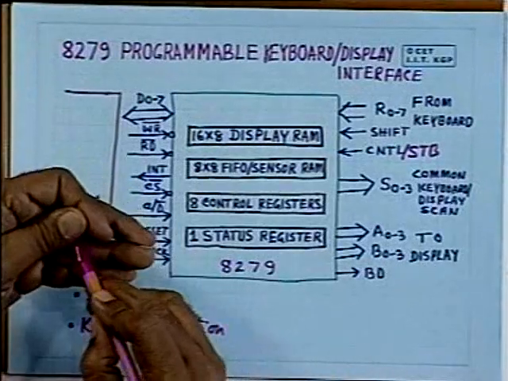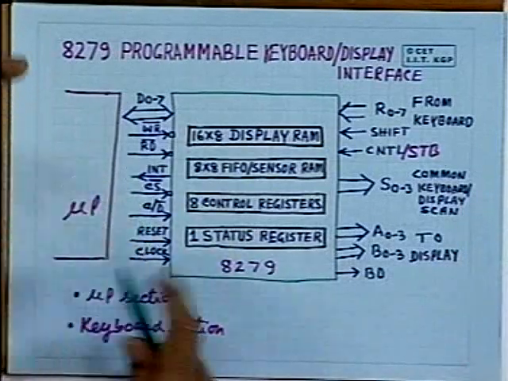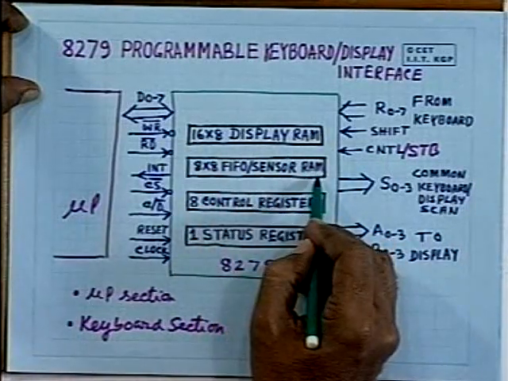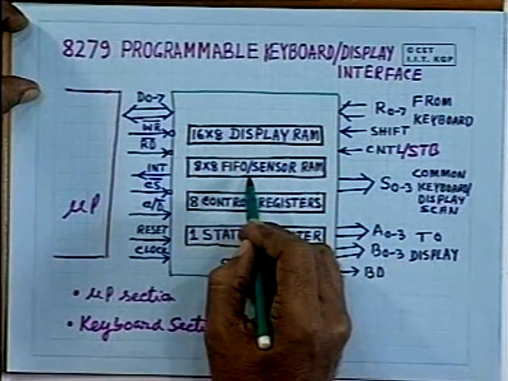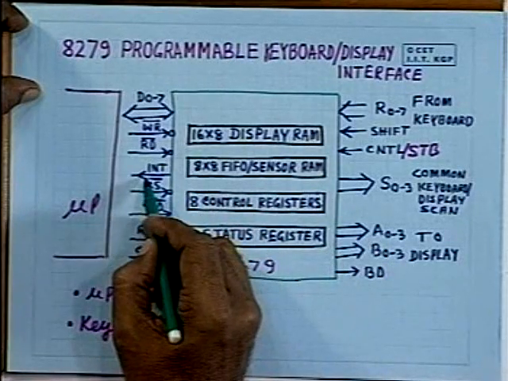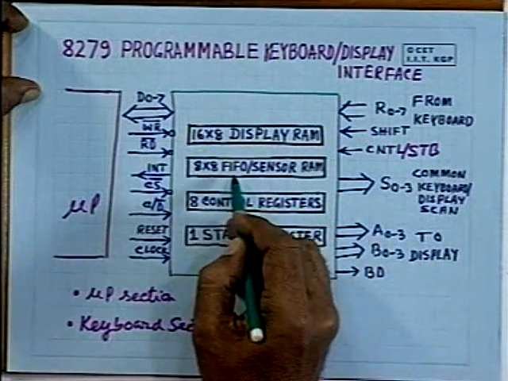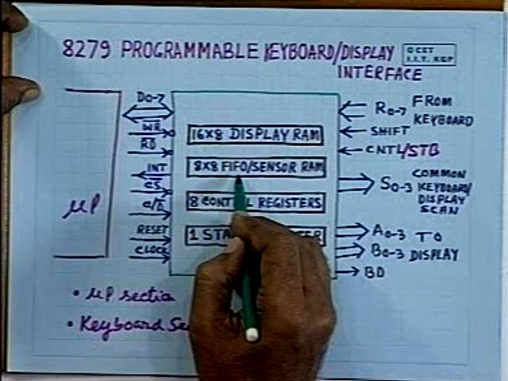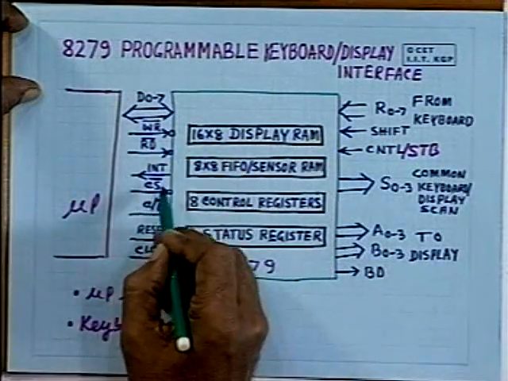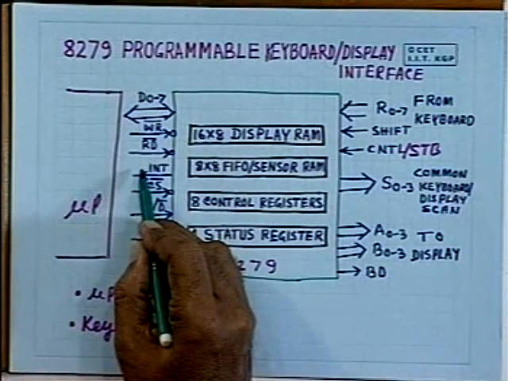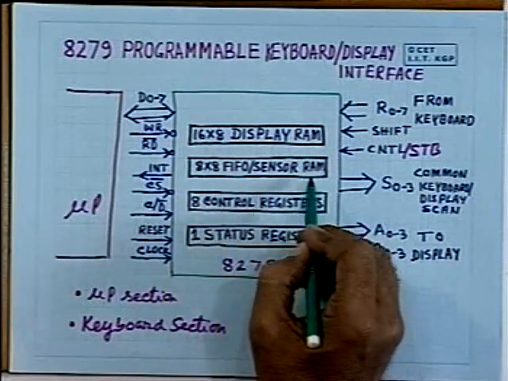If you remember, we discussed the technique of n key rollover and 2 key lockout. Both are permitted here, and whenever you are using n key rollover, the information about 8 key depressions can be stored in this 8 by 8 FIFO sensor RAM. Whenever there is some data in this FIFO sensor RAM, it will generate an interrupt. The information stored in the FIFO, first in first out, in the order the keys have been depressed, will be passed on one after the other through the data lines to the microprocessor, and that will be done in an interrupt driven mode. So an interrupt will be generated as long as there is some data in this FIFO sensor RAM.